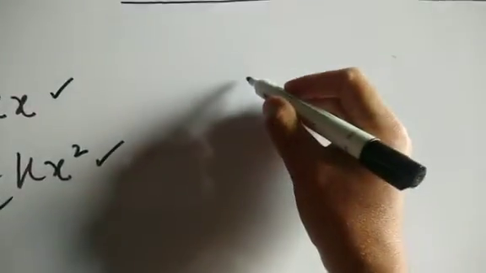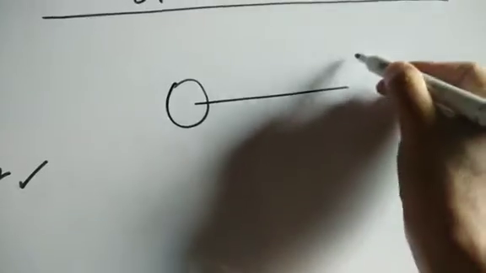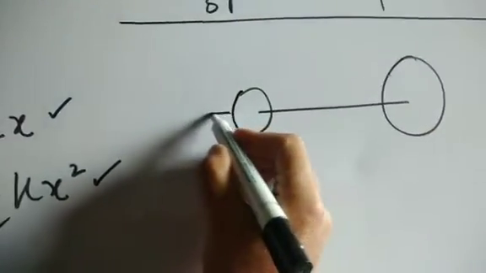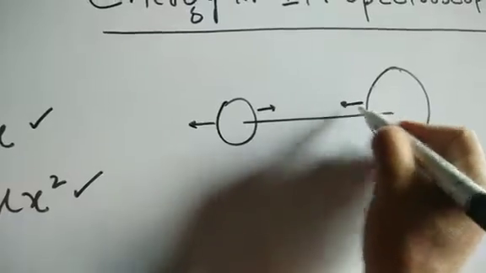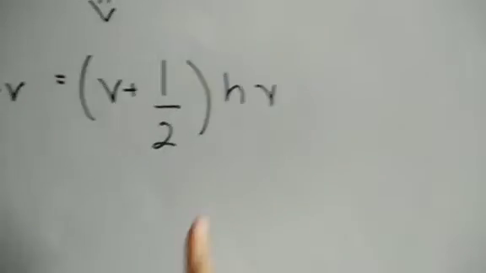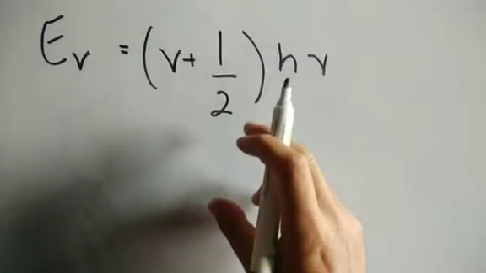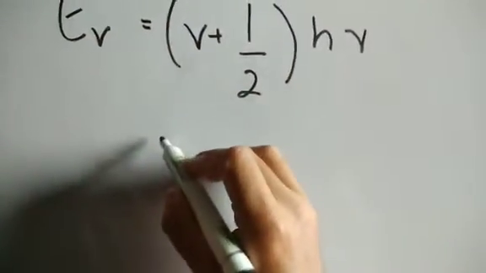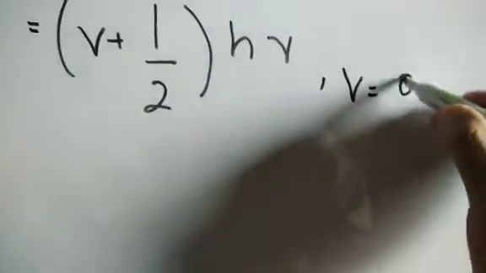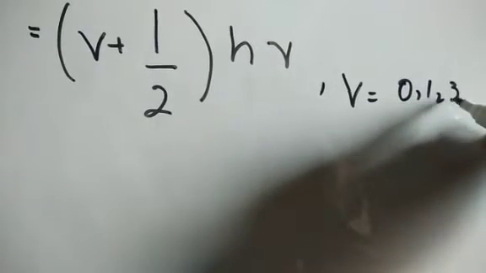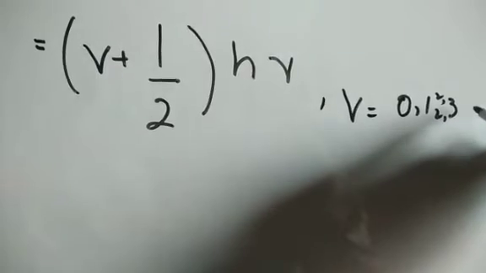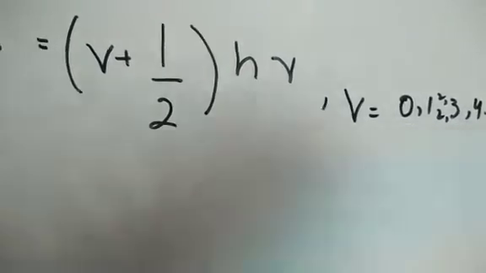That is, if we assume this is a diatomic molecule, it vibrates to and fro, back and forth. So we can calculate its energy accordingly. How will we calculate it? For example, we can do it like this. Let us see the energy of the molecule. We can also write where V is the vibrational quantum number, which takes values 1, 2, 3, 4 and so on.